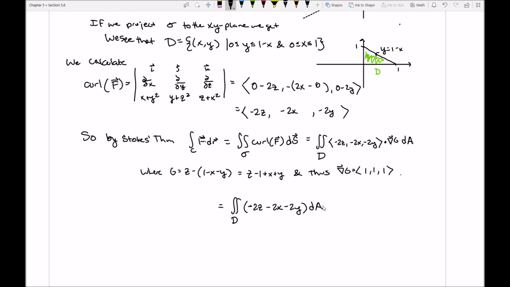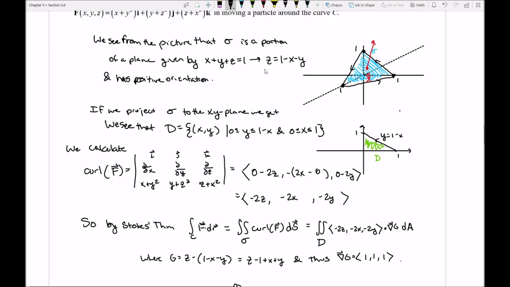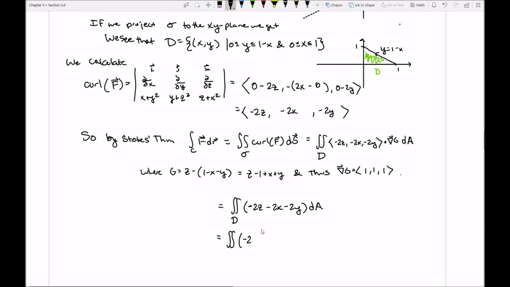Now, of course, I can go ahead and recognize that my dA is going to be some combination of dx and dy. I have my bounds on my region D, but I'm going to need to go ahead and replace what I end up with here in z. I need to recall that z itself was actually equal to 1 minus x minus y. And so if I take that, minus 2x minus 2y, dA, I'm ready to go.